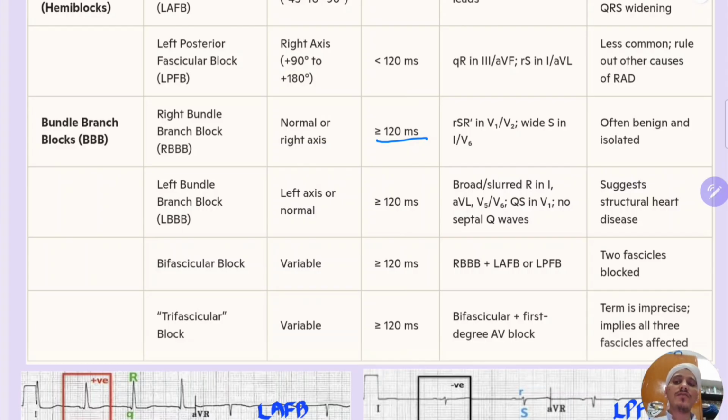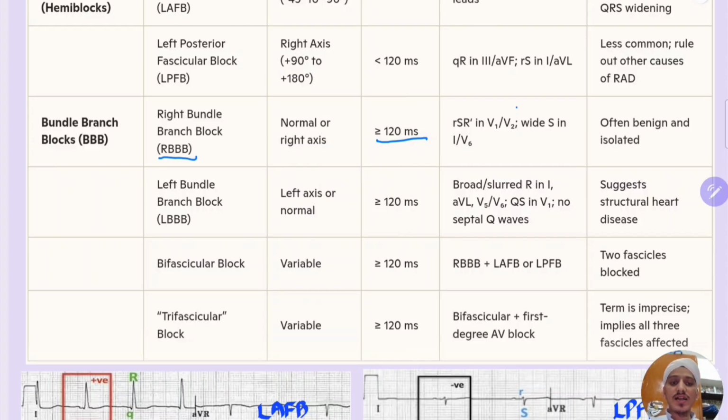And you will ask why that is not the case in the hemiblock. Because in hemiblock, if one branch is blocked, the other branch is there to conduct the ventricle. That's why there is no QRS widening. But in complete block, the complete branch is blocked, so the depolarization wave has to take a walk around the ventricle. That will take time and prolong the QRS width. That's why in complete branch block you will have increased width of the QRS complex. Now what will you see in right bundle branch block?